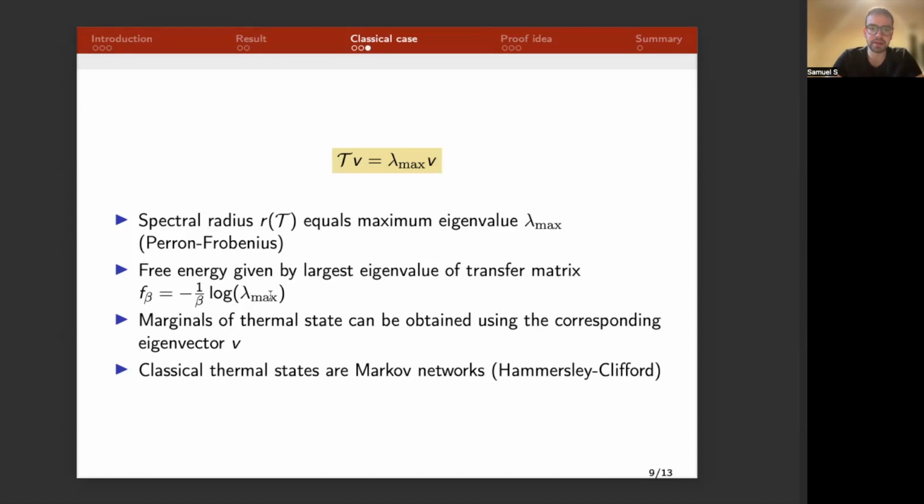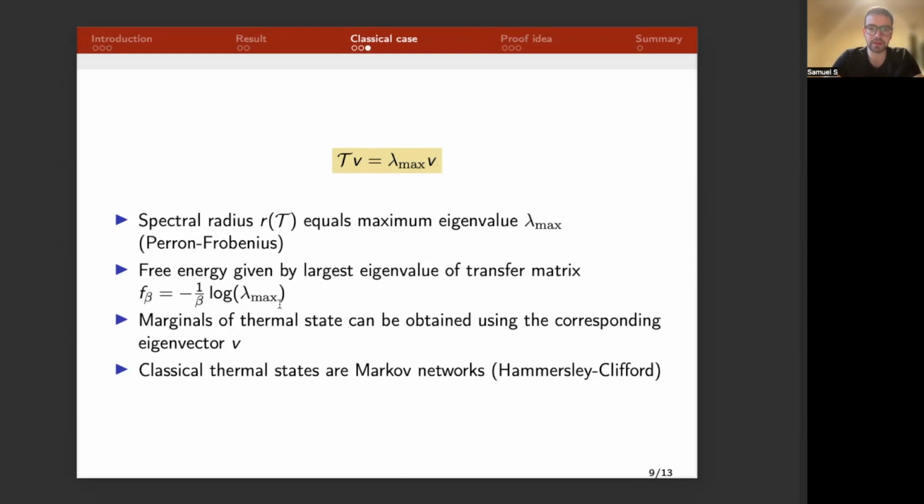And you can also obtain the marginals of the thermal state in this computation. To the maximal eigenvalue, you have a corresponding eigenvector, and the entries of this eigenvector are basically the probability distribution of a one-site marginal of the thermal state. If you want to have several sites of this marginal, you can just multiply by the transfer matrix to obtain these as well. So you can also compute several-site thermal expectation values easily.